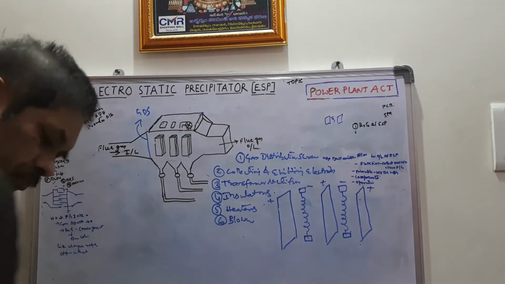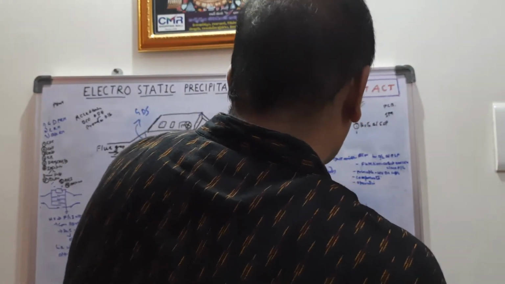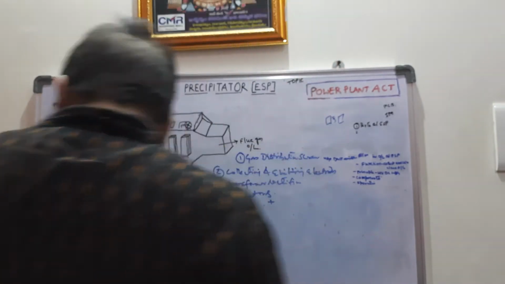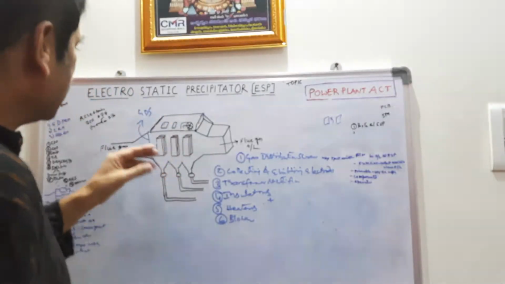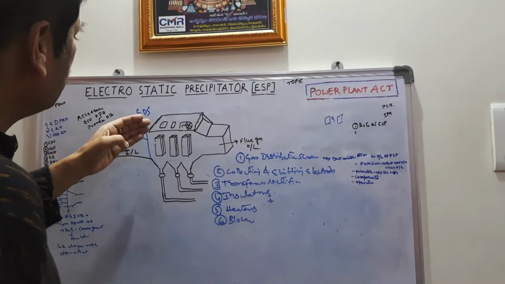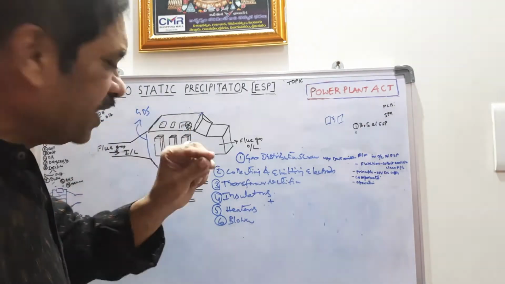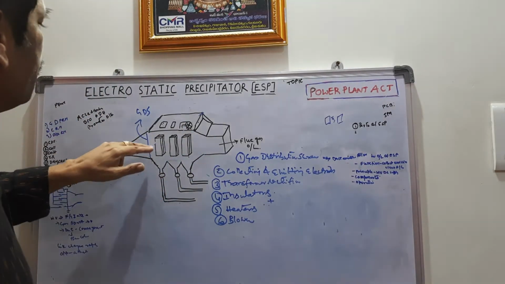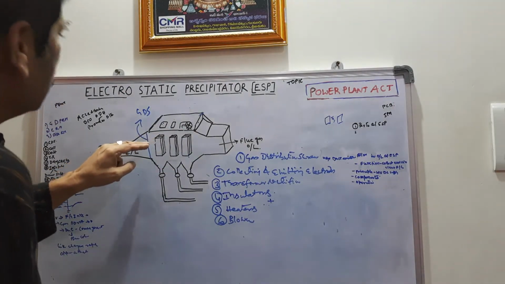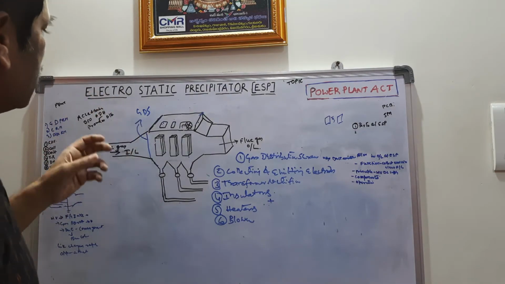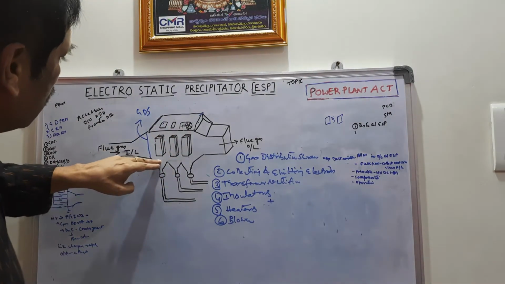Okay, like this it is going to be charged. So when flue gas passes through this, the dust particles in the flue gas are ionized with high voltage DC, and these ionized dust particles become negatively charged. Since the collecting plates are charged with positive, they are attracted to the collecting electrodes, and the ash or dust particles are dislodged by a hammering and rapping mechanism, and come down to the ESP hoppers.